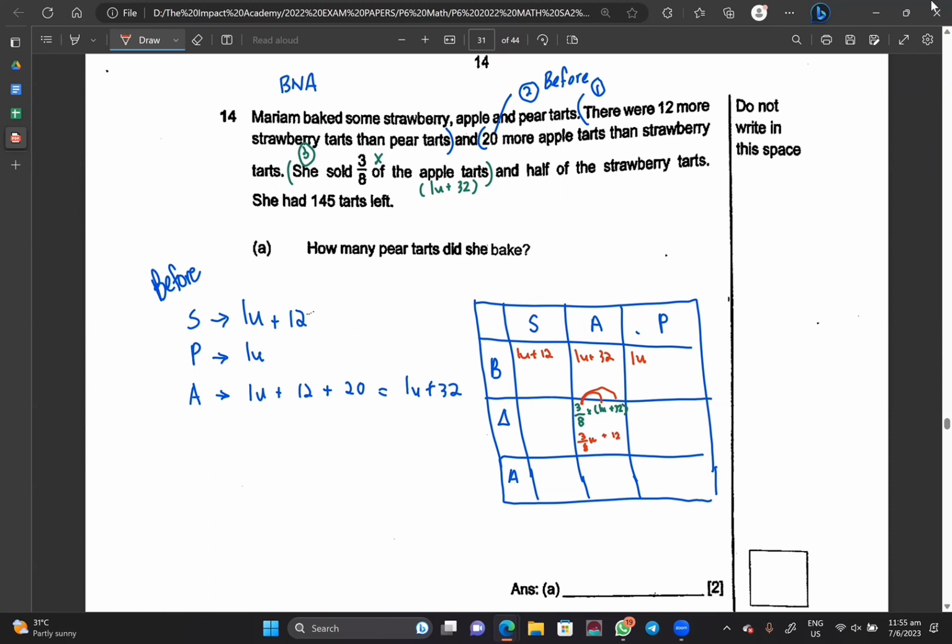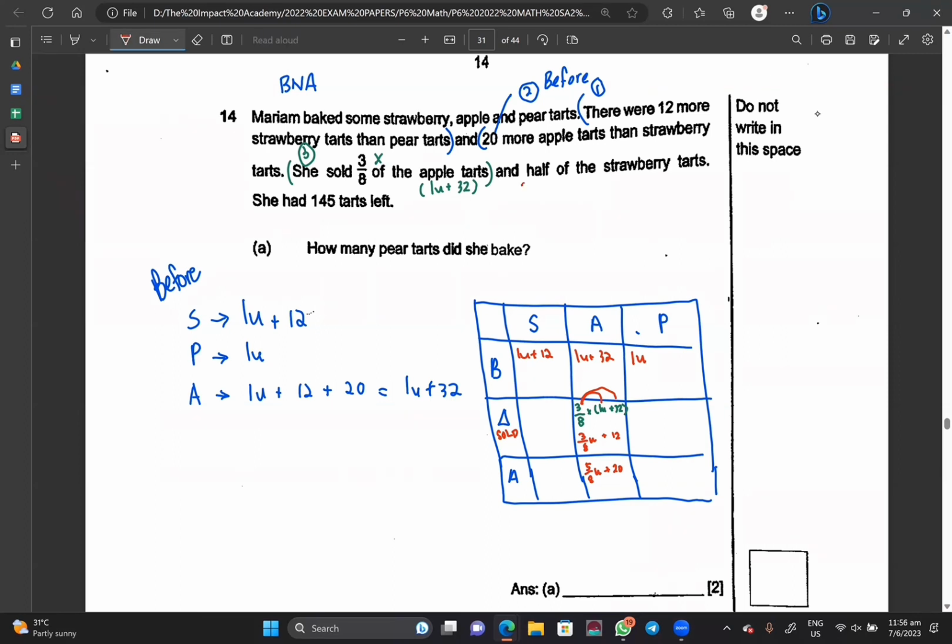Once you're done with this, of course, you know it means sold, correct? Sold means I minus. Agree so far? So 1 minus 3/8, you know 1 means 1 whole, right? That means 8/8 minus 3/8. We get 5/8 units. And then finally, of course, we do 32 minus 12, we get 20. So this is for apple.